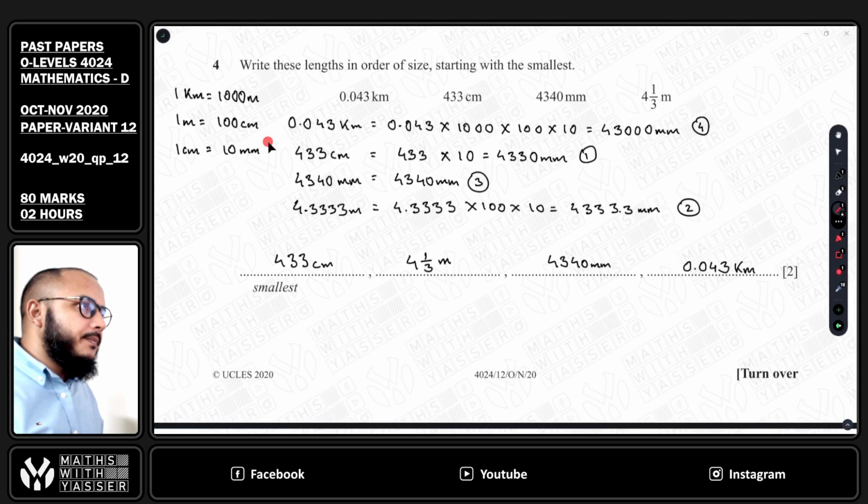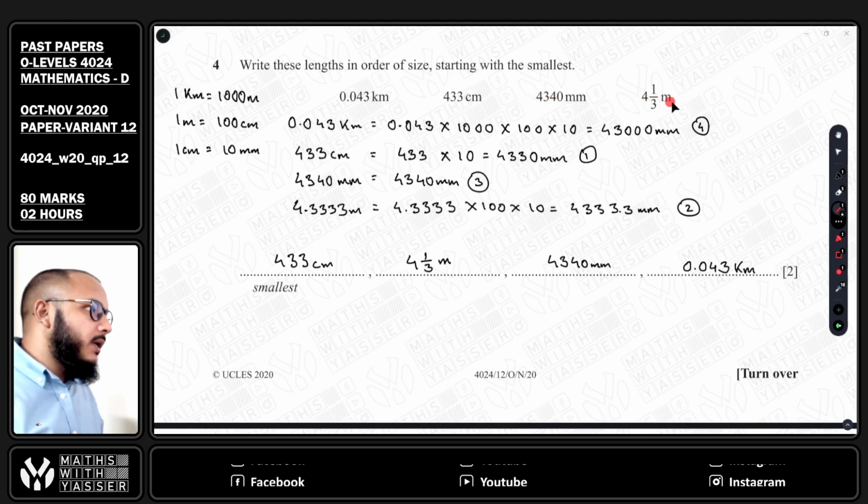Question number 4. Write these lengths in order of size, starting with the smallest. So we have 0.043 kilometer, 433 centimeter, 4340 millimeters, and 4 1/3 meter.